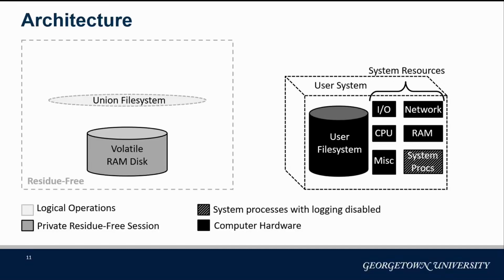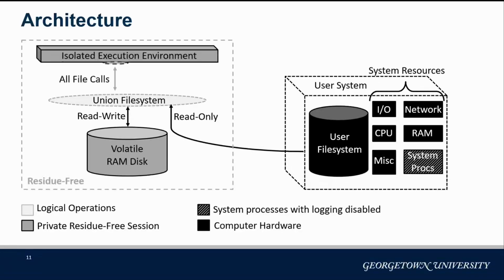To mediate access between the user's permanent file system and the RAM disk, we add a union file system, a logical file system that applications have direct access to, but that just directs file operations to the appropriate disk. Residue-free applications must be able to read and write to the RAM file system, but only read from the user's file system. The union file system should also be copy on write, so that any files modified inside residue-free are copied to the RAM disk, where they can again be read and rewritten without additional calls to the user's file system. Then, of course, we need to set up an execution environment where the applications run, and all file calls made inside that environment must go to the union file system.